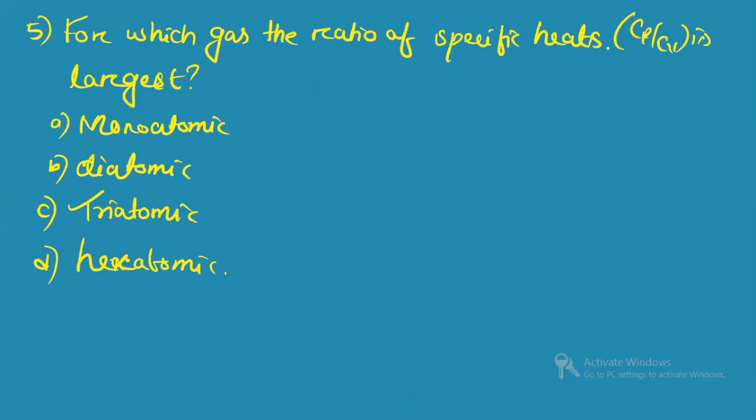Now let's see question number 5. For which gas is the ratio of specific heats Cp by Cv largest? We have already done this in the theory section. It is largest for monoatomic, and you can also see gamma is inversely proportional to the degree of freedom. Means if the degree of freedom is increasing, then the value of gamma will decrease. So the highest will be for monoatomic. You can calculate and see, and we have done it in the theory part also, so I'm not going into the details.